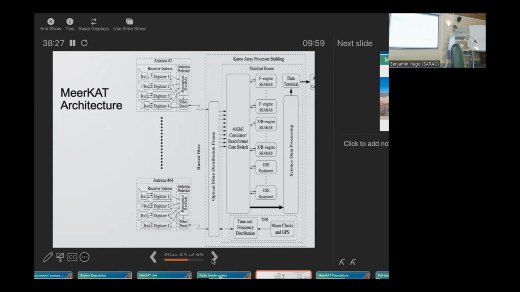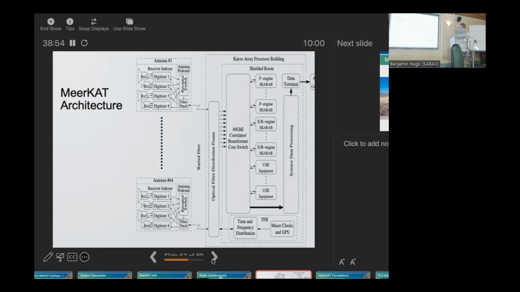Then the output of that goes to the science data processor, because then you have to do the inverse imaging process to take the visibilities, which come out over here. So this is a big pipe of visibilities, goes into the science data processor. And then on the sidelines, what you need is a time and frequency reference system. Time and frequency are very, very important to radio astronomy. We need to know what our frequencies are. And for pulsars, we need to know very precisely what the time is.